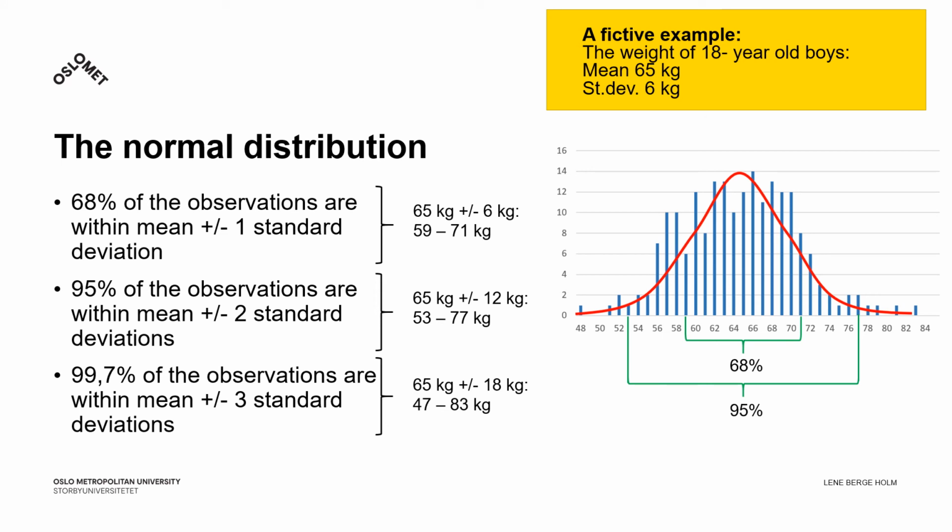At last, I know that 99.7% of the observations will lie between 65 kilograms plus or minus 3 times the standard deviation of 6 kilograms, which is 18 kilograms, which gives us an interval of 47 to 82 kilograms.